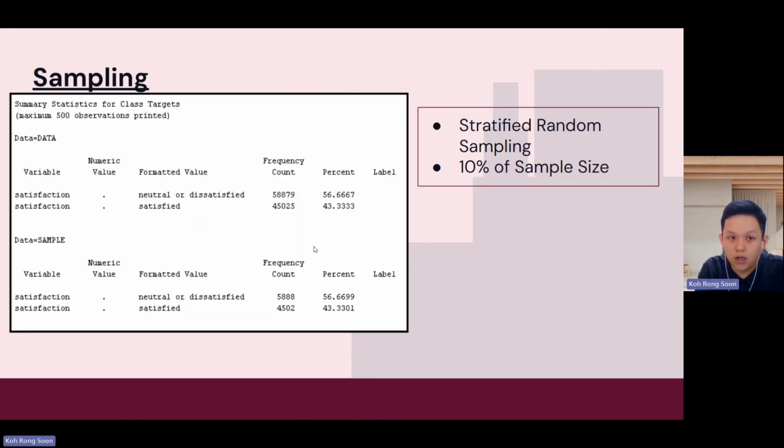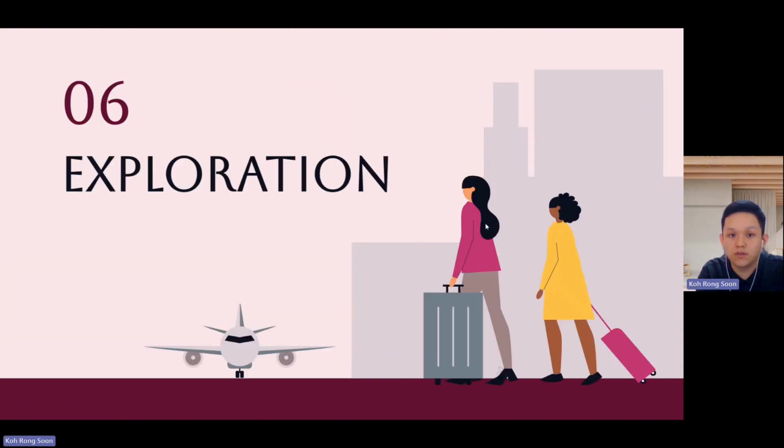Moreover, we also carry out sampling on the dataset as the original data source is quite big in order to perform exploration. We have chosen the stratified random sampling method to sample the data, and 10%, which is the default of SAS Enterprise Miner, has been chosen to sample the dataset. Next, I will present the exploration part.